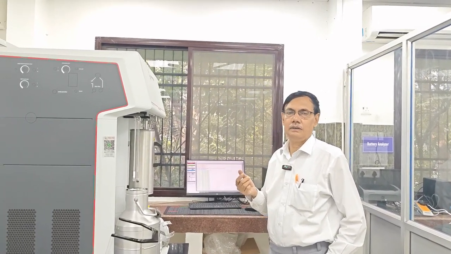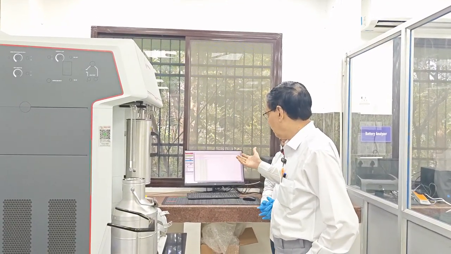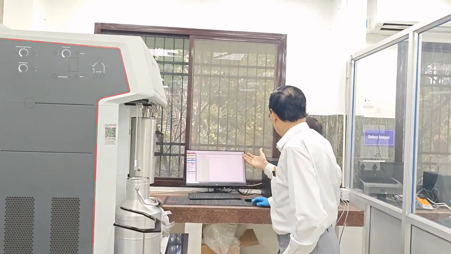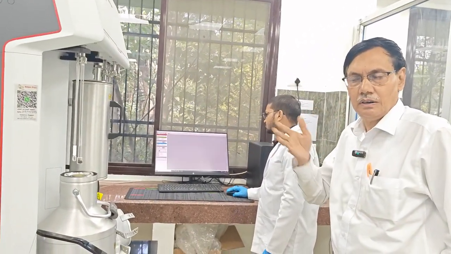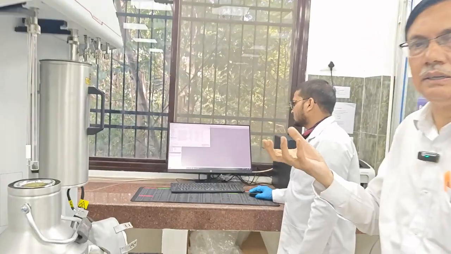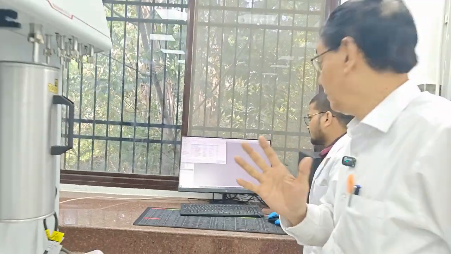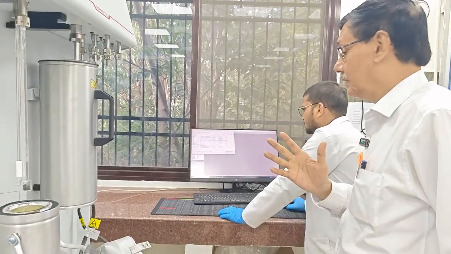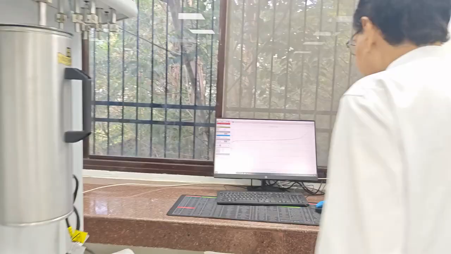So what I think I will request Dr. Rajiv, he will show some of his old results, in order to see the types of the adsorption curve, and then how to calculate the surface area, because it will take at least 6 to 8 hours to perform the whole experiment. Here is an old graph that we have already done.